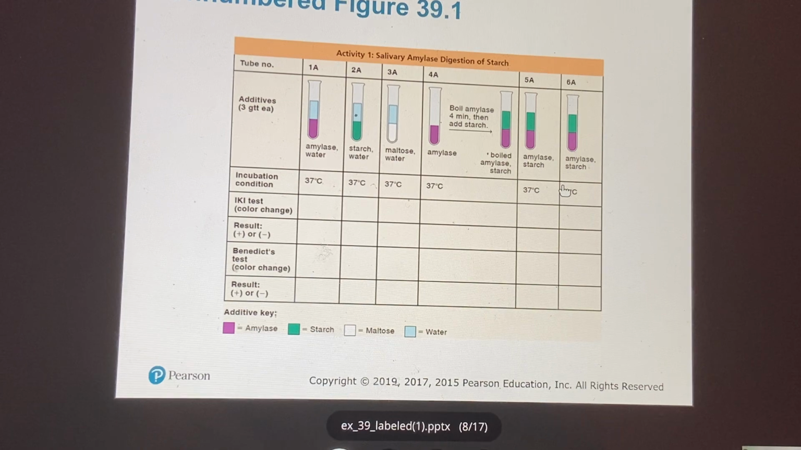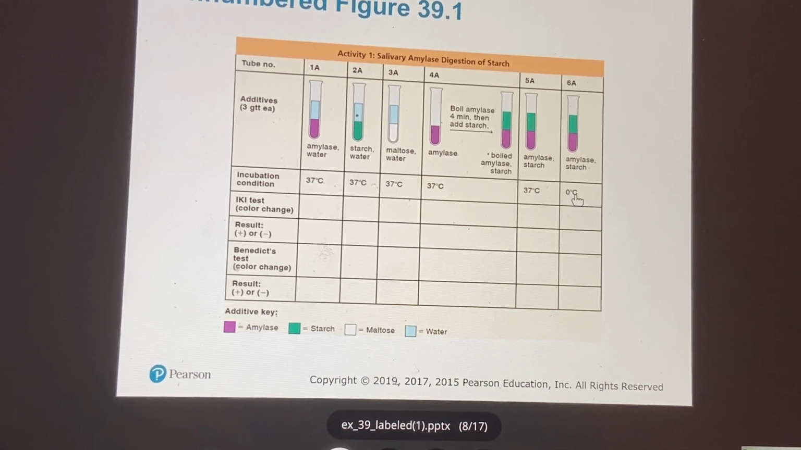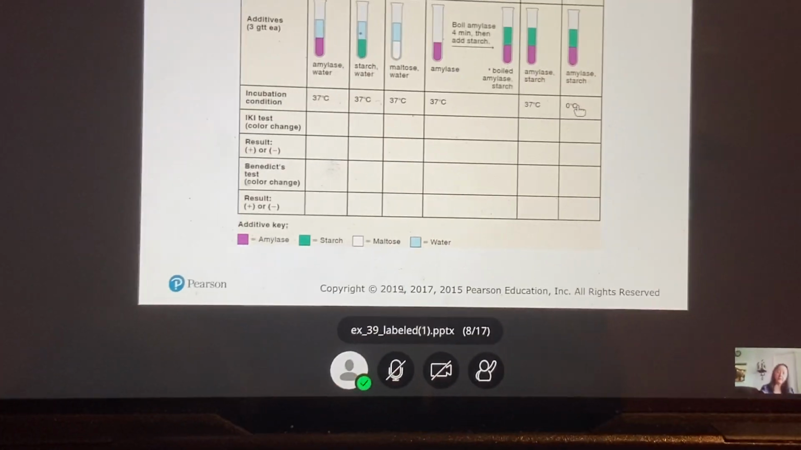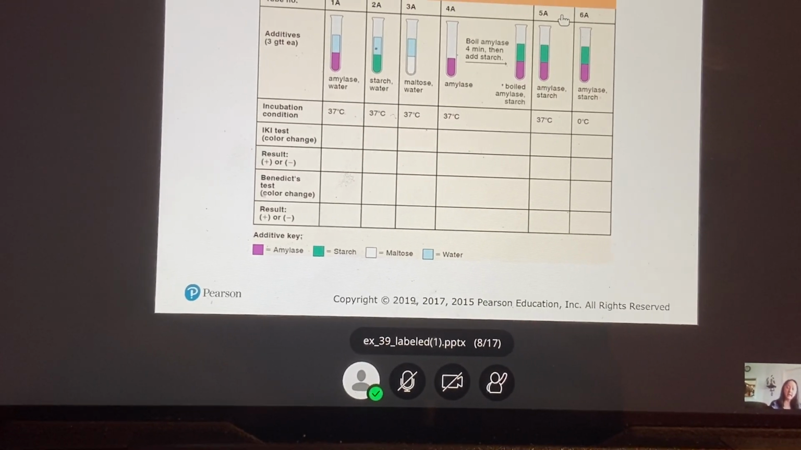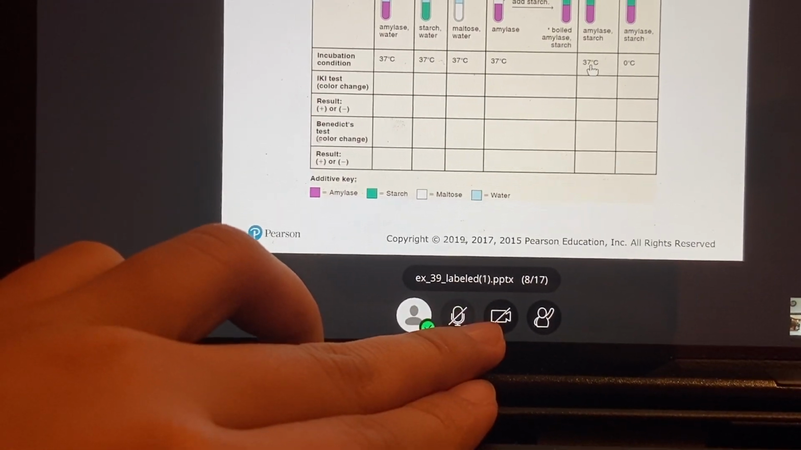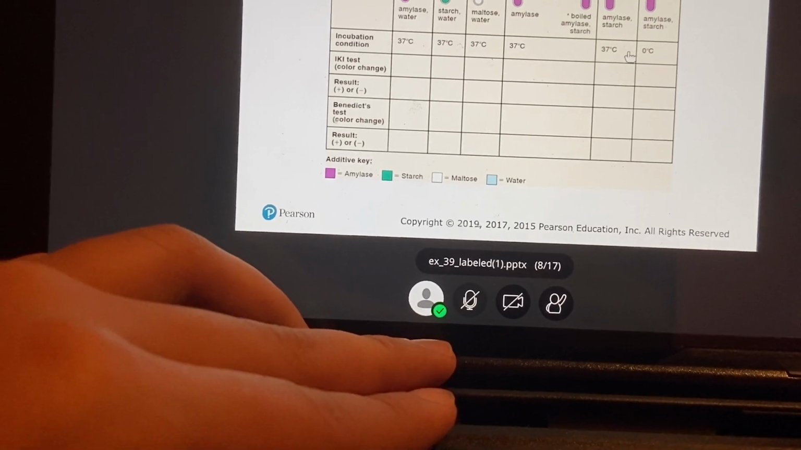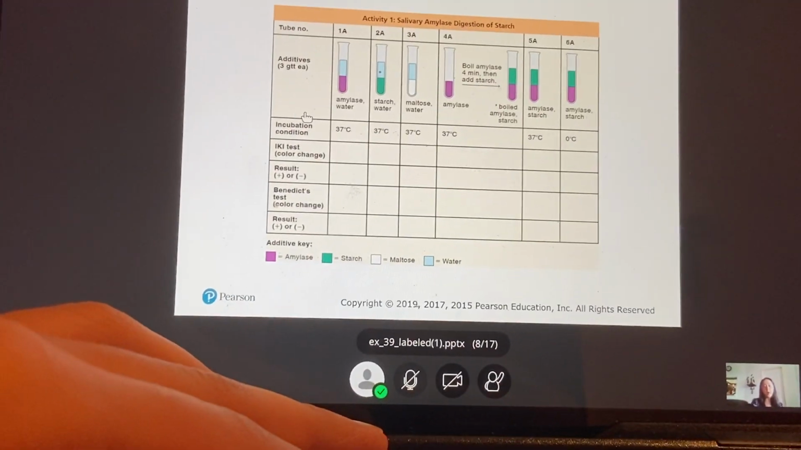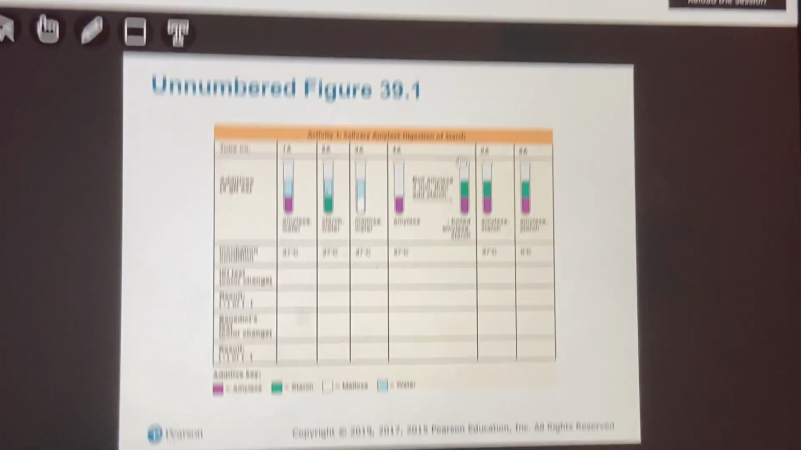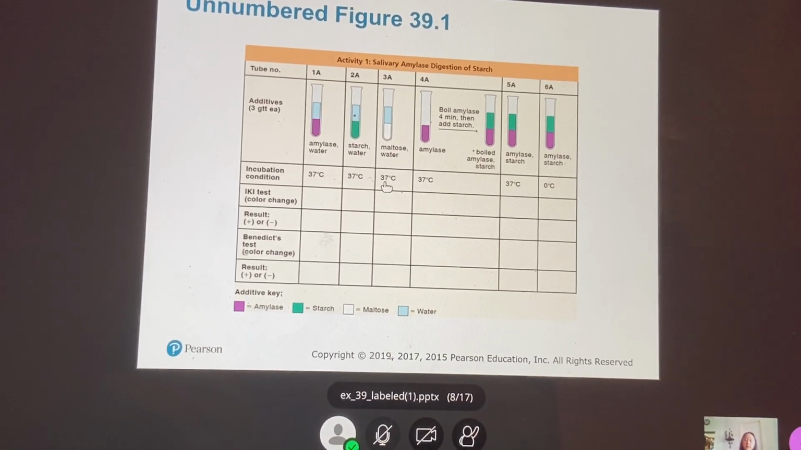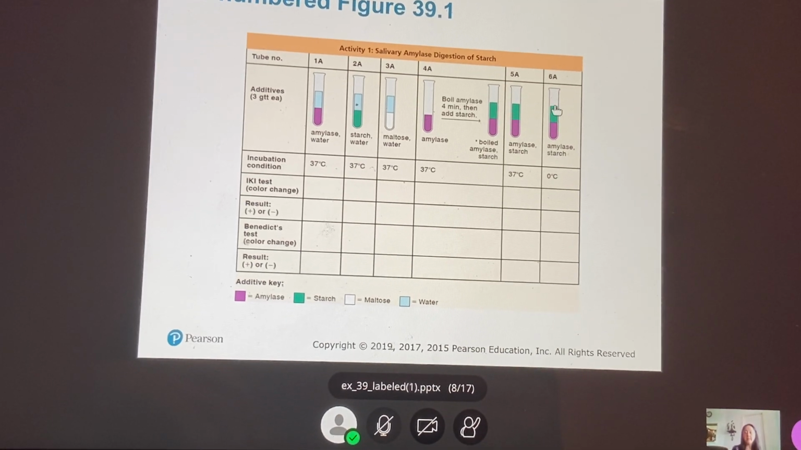Okay, so the temperature is the one that will be different here in 6A. Amylase in 5A is at 37 degrees Celsius and 6A is at 0 degrees Celsius. So all of these test tubes will be incubated, or soaked, at 37 except 6A.